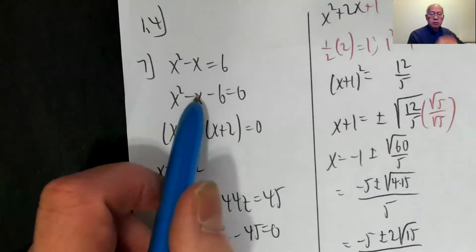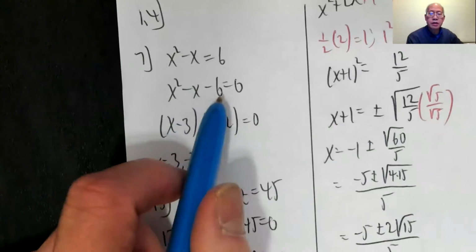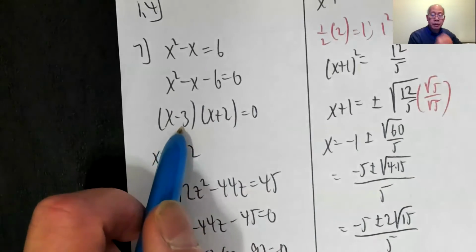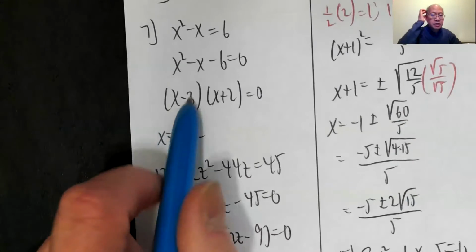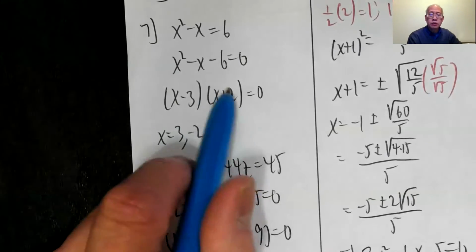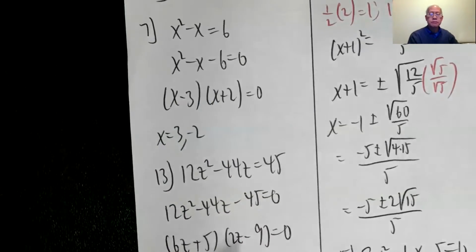Number 7, move over the 6, x squared minus x minus 6 equals 0. Factor, (x minus 3)(x plus 2) equals 0. That makes this 0, which means x is 3, or this equals 0, which means x is negative 2.